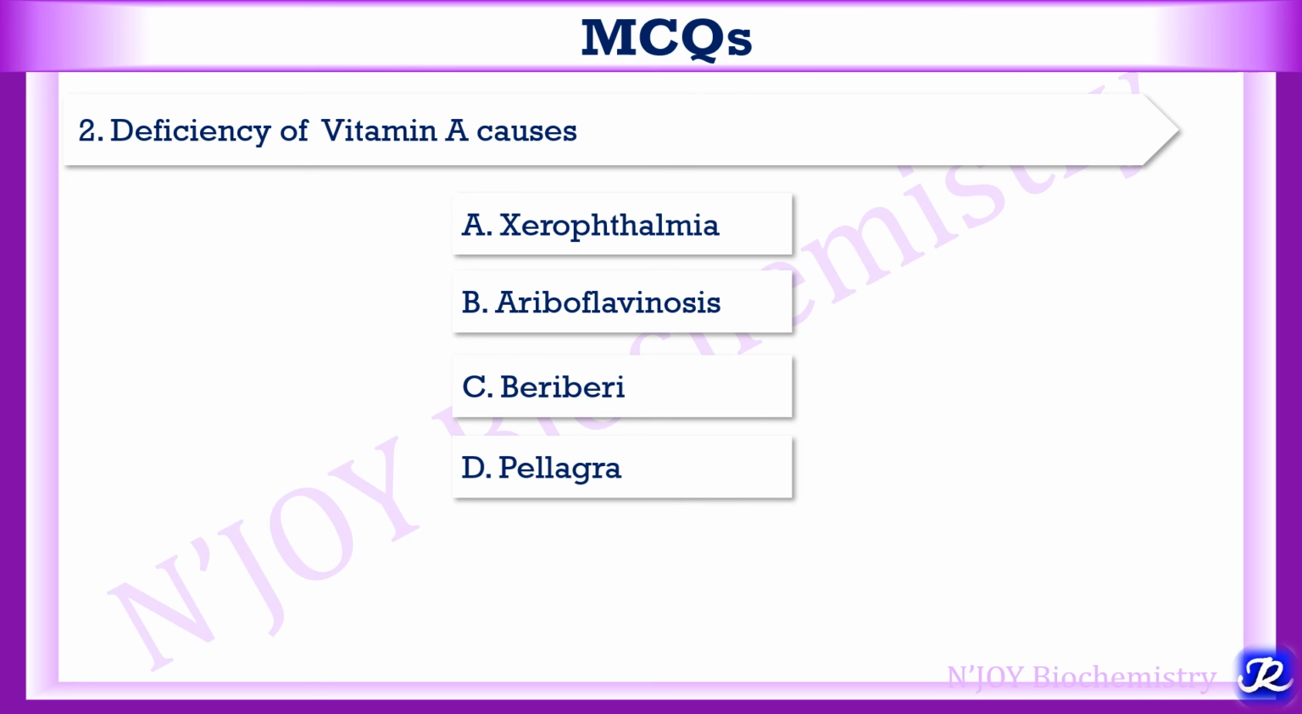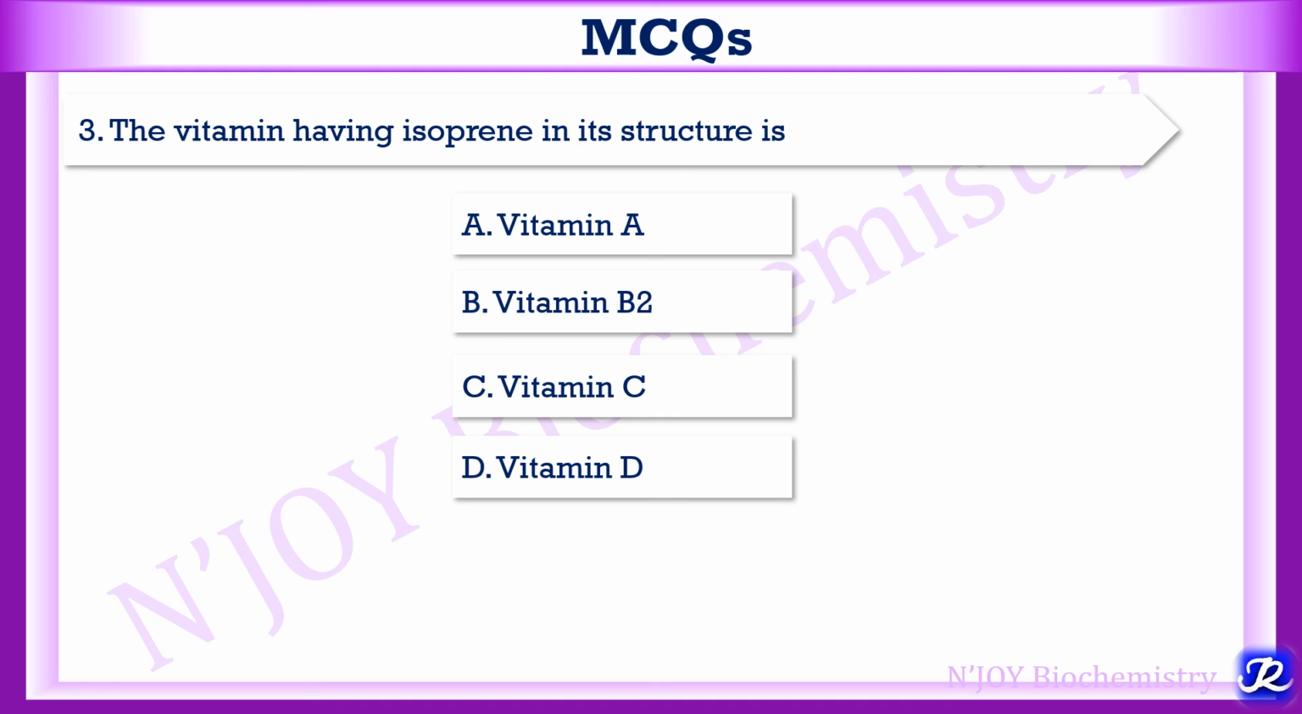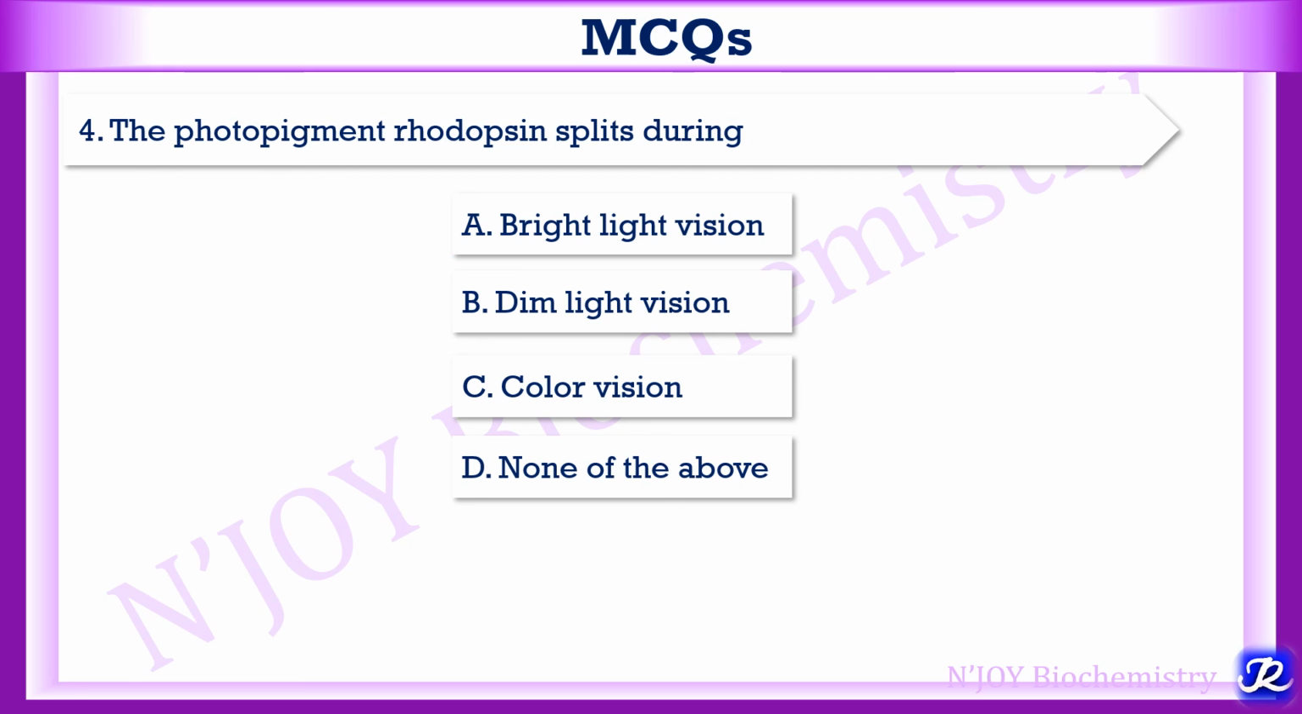Deficiency of vitamin A causes: A, xerophthalmia; B, riboflavinosis; C, beriberi; D, pellagra. We know that deficiency of vitamin A results in xerophthalmia. Riboflavinosis is due to riboflavin deficiency, beriberi is due to thiamine deficiency and pellagra is due to niacin deficiency. The vitamin having isoprene in its structure is: vitamin A, vitamin B2, vitamin C or vitamin D. We know that vitamin A in its structure has a beta-ionone ring and isoprenoid units. So it is vitamin A.